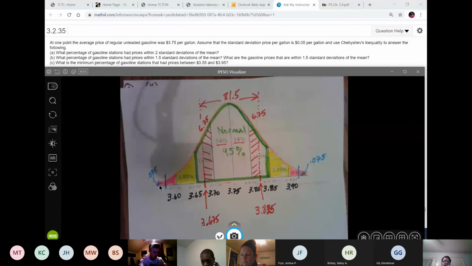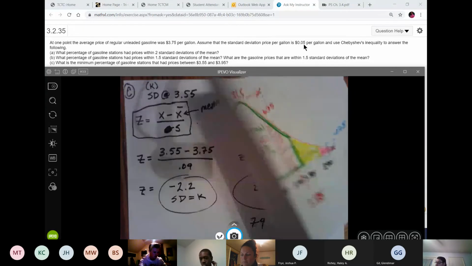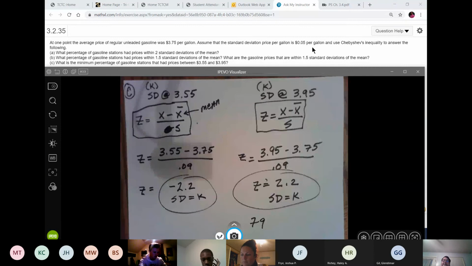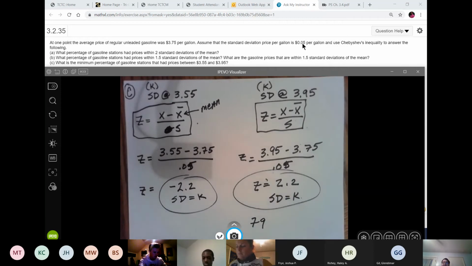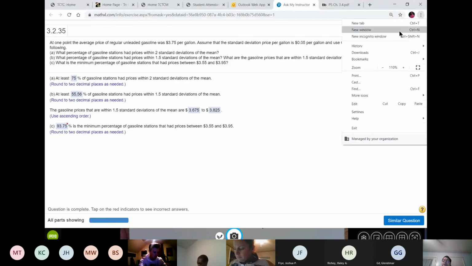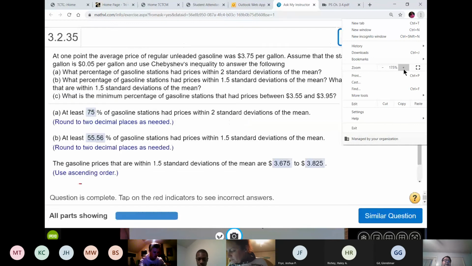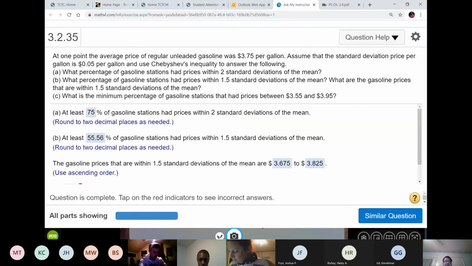Something's not right. Oh, I see it. We're dividing by 0.09, weren't we? It's 0.05. See the question, 0.05. I must have written down 0.09. I read the question and thought it was 0.09. See here? The standard deviation is 0.05, and I said it was 0.09.